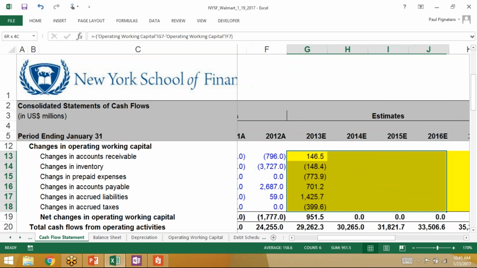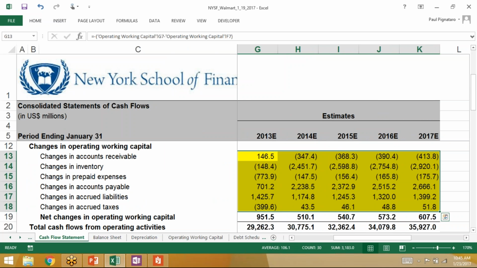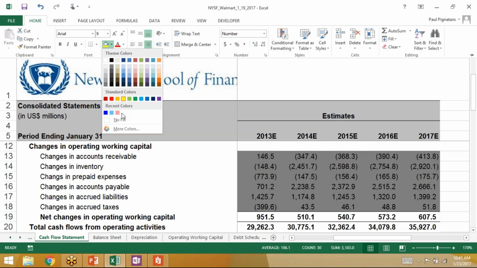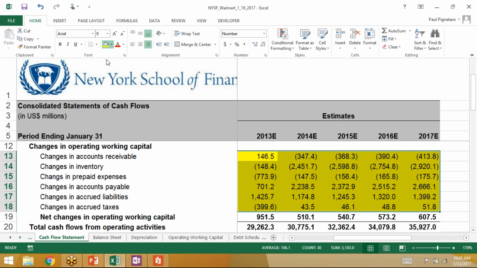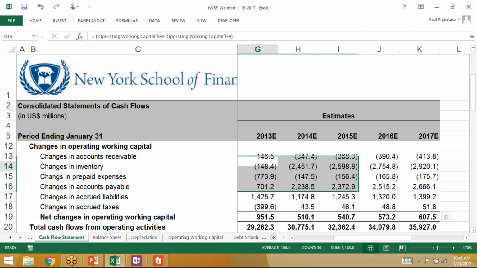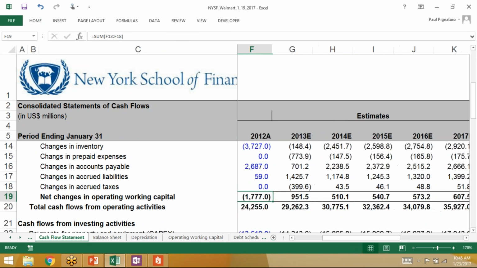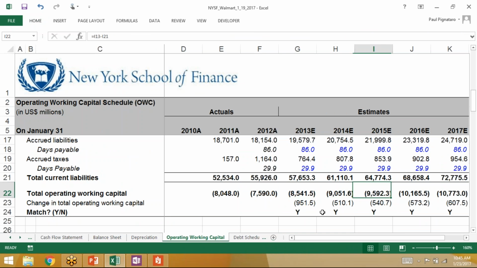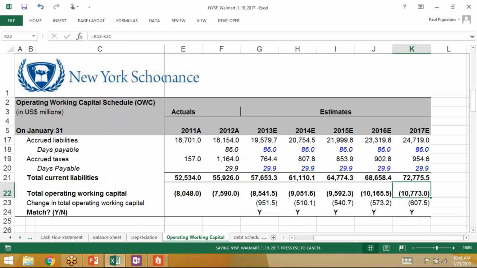So I'm going to copy this to the right. And we have done as much of the cash flow statement as we can before moving forward. And this should match all the way through. It does. Okay.